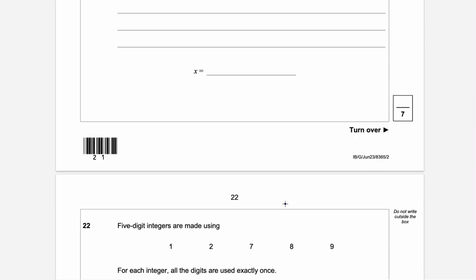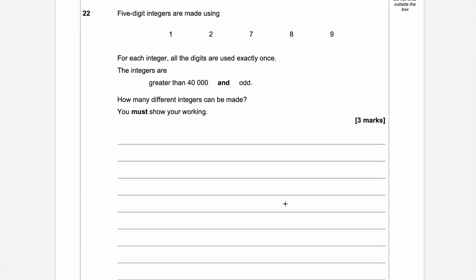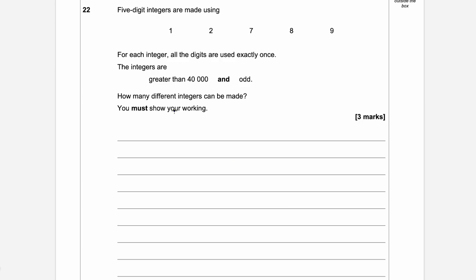That's 21. Question 22, the last question. 5-digit integers are made using 1, 2, 7, 8, 9. For each integer, all digits are used exactly once. The integers are greater than 400,000 and odd. How many different integers can be made? You must show your working.